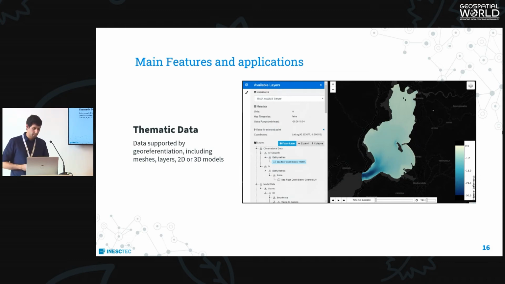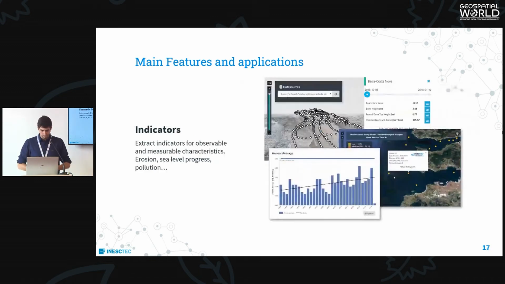In terms of thematic data, we also support standards like WMS, and you can display thematic layers. We use maps such as Leaflet and MapTalks. And with this data, we can extract indicators. They can be statistical indicators or indicators that tell us how a certain variable is progressing, for example, the sea level, pollution. In this case, the one on the right is, for example, nutrient concentrations. I think this is north of Spain. I'm not too sure actually what the screenshot is. I've already forgotten, but yeah.